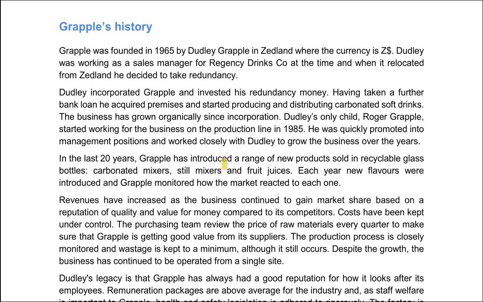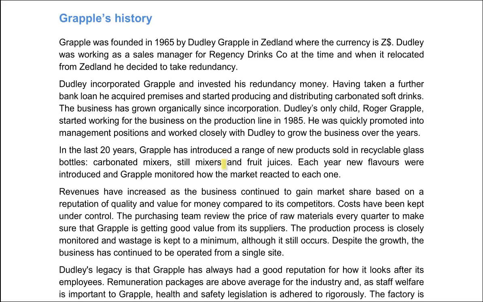So, on to the next section, which is on Grapple's history, a rather long page about everything to do with the company, but it's so important because we need to know about the company to understand where it's going, what its vision is, the mission statement, that kind of thing, and understand what our role is going to encompass, because we need to know the context before we go ahead.